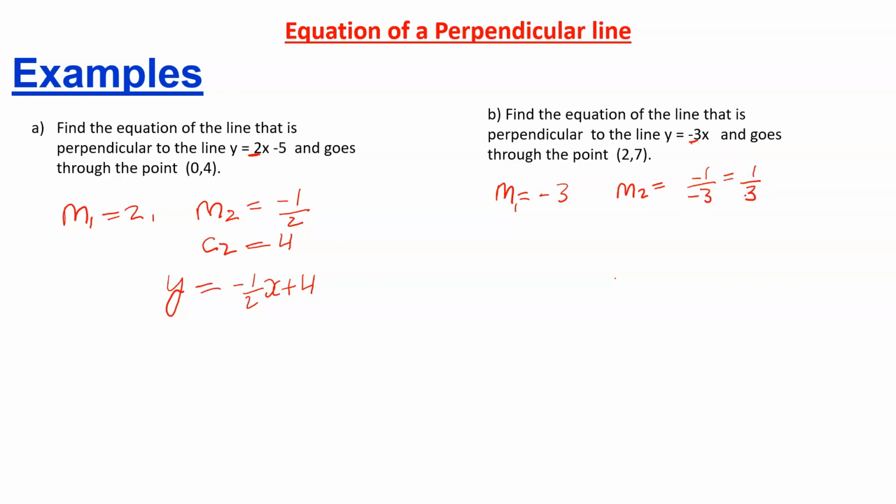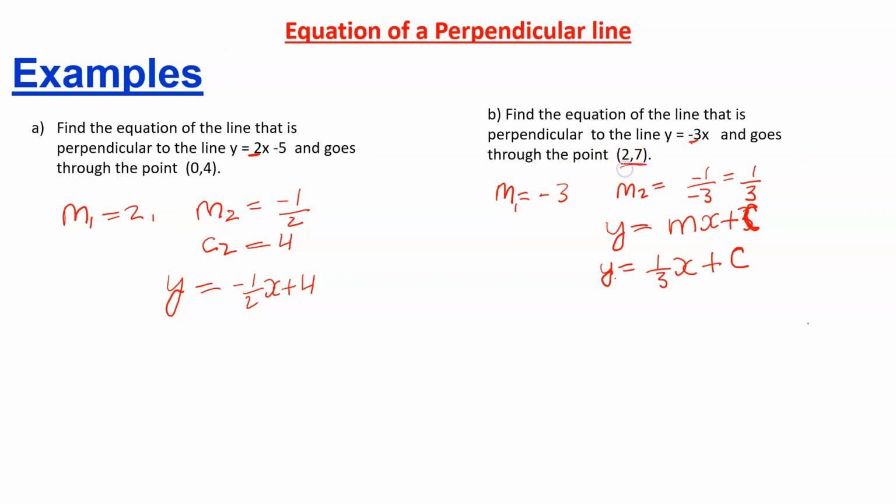Do we know the intercept? No, we don't know. But we know that there's a point which the line goes through, this point there. So let's write the general equation and substitute what we know. The general equation is y equals mx plus c. Do we know m? Yes, we know. That's 1/3 x, plus c. Now we don't know c, but let's use this point here, 2, 7.